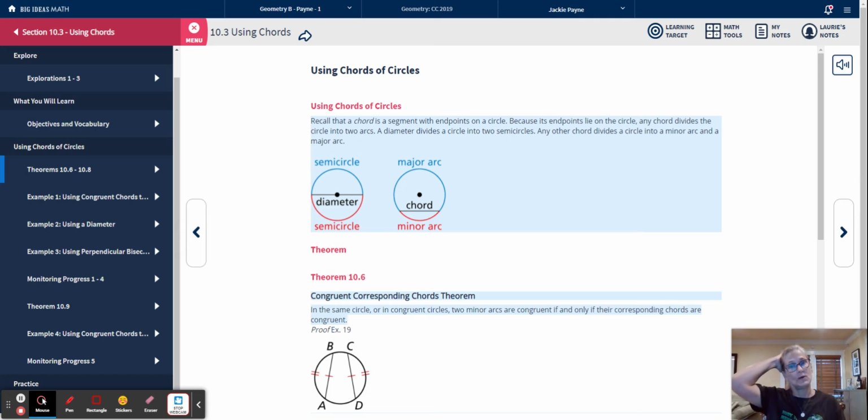Recall a chord is a segment with endpoints on a circle. There's only 2 ways this can happen. Because the endpoints lie on the circle, any chord divides the circle into 2 arcs. A diameter divides a circle into 2 semicircles. That's the first example here. So if it's right in the middle, then you've got 2 half circles. Any other chord divides a circle into a minor arc and a major arc, like the second picture.